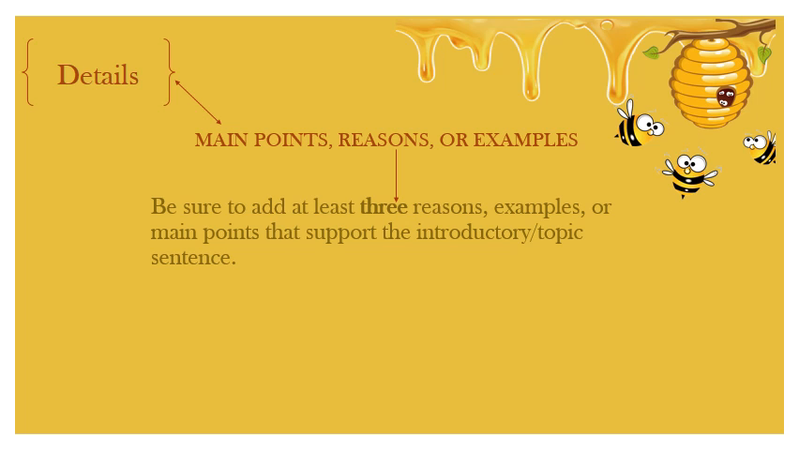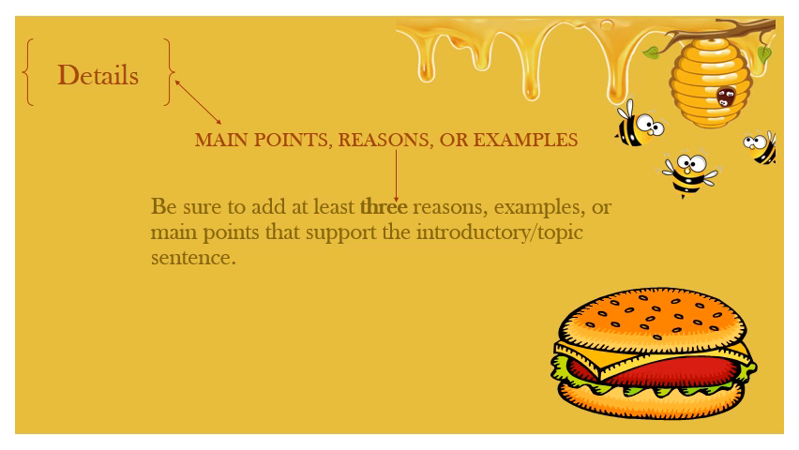Now we move to the second part of the paragraph, which is the details. The details are very important, okay? What are the details? Details are the main points, reasons, or examples. Main points about the topic that I mentioned in the topic sentence. Be sure to add at least 3 reasons, examples, or main points that support the introductory or topic sentence. So you must add at least 3 details, okay?